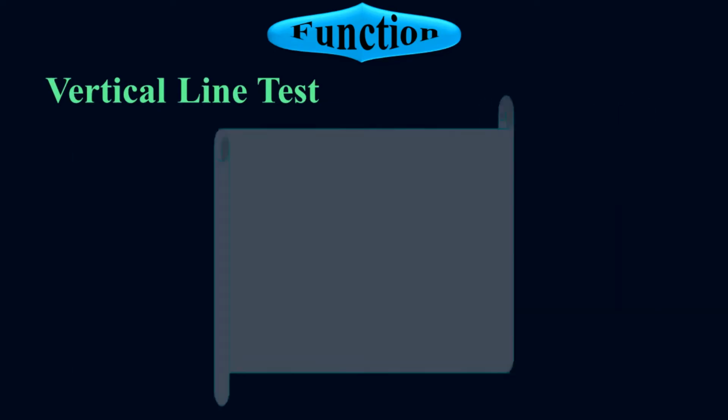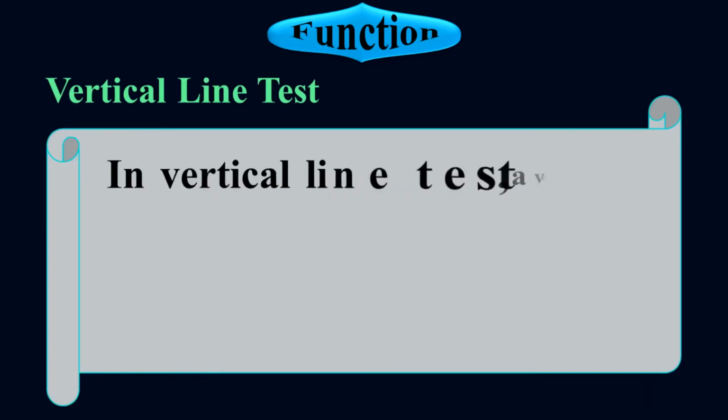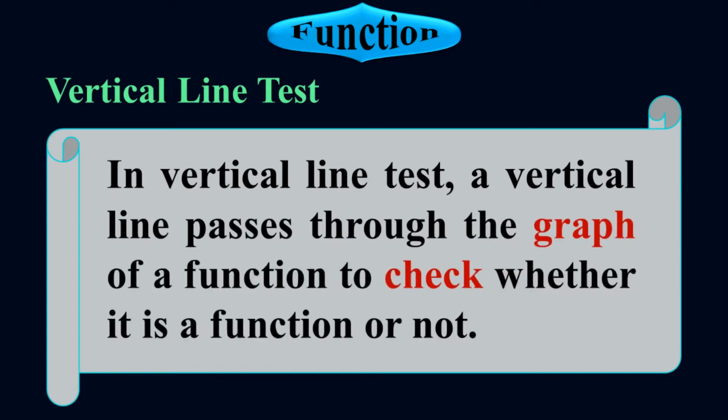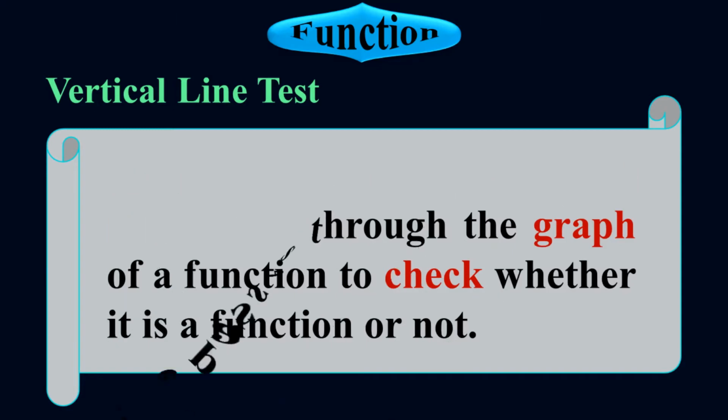Now to do the vertical line test to check whether it is a function or not. Vertical line test. What we do in the vertical line test: a vertical line passes through the graph of a function to check whether it is a function or not. It is a kind of test where we pass a vertical line to the graph of any function to check whether it is a function or not. But how we do this, let me tell you.